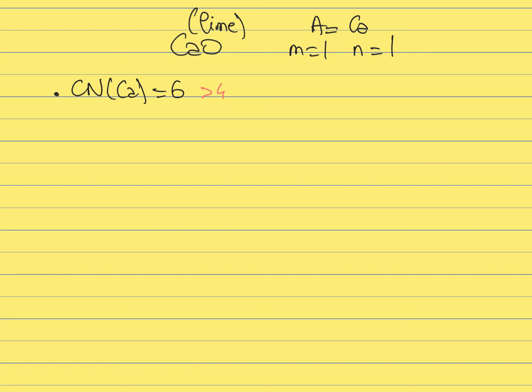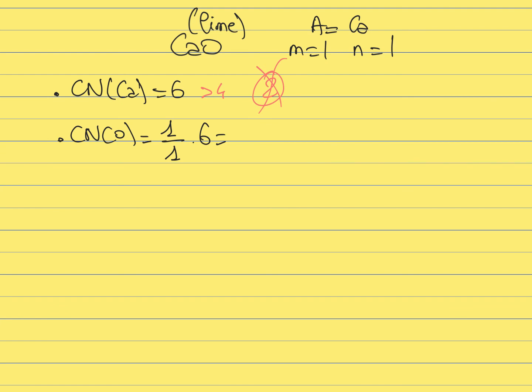So this means that rule number 2 would not be satisfied in this case. Just for the sake of it, let's look at what would be the coordination number of the oxygen in this case. The coordination number of the oxygen would be the number of cation, which is 1, divided by the number of oxygen, which is also 1, times the coordination number of the cation, which is 6.